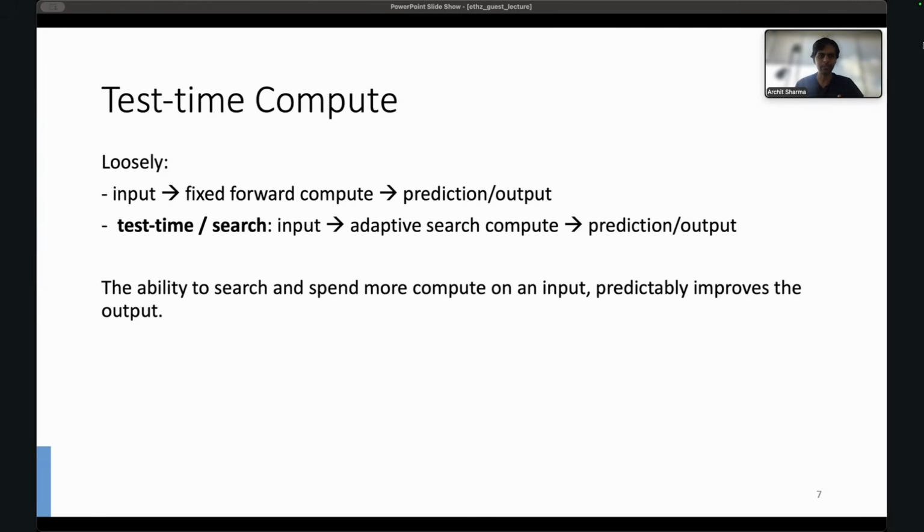For systems which have test time built into them, they can usually spend a lot more compute before giving you an output. And the amount of compute they spend, there's some kind of a search procedure, either in the output space directly or something of that form, which allows it to spend more compute than a single forward pass would have allowed the system to spend. And this ability to search and spend more compute on an input is typically what is called a test time compute system.